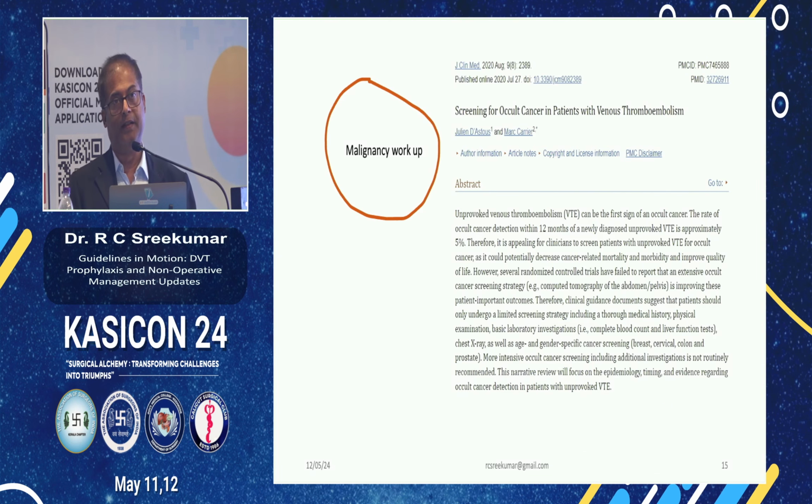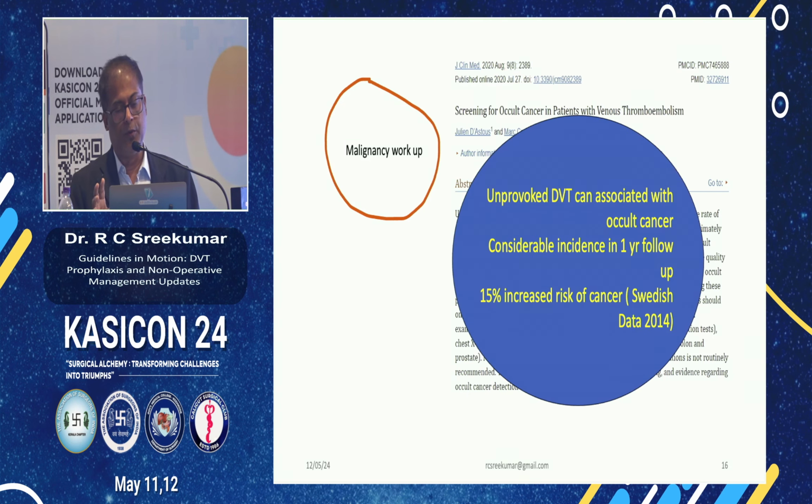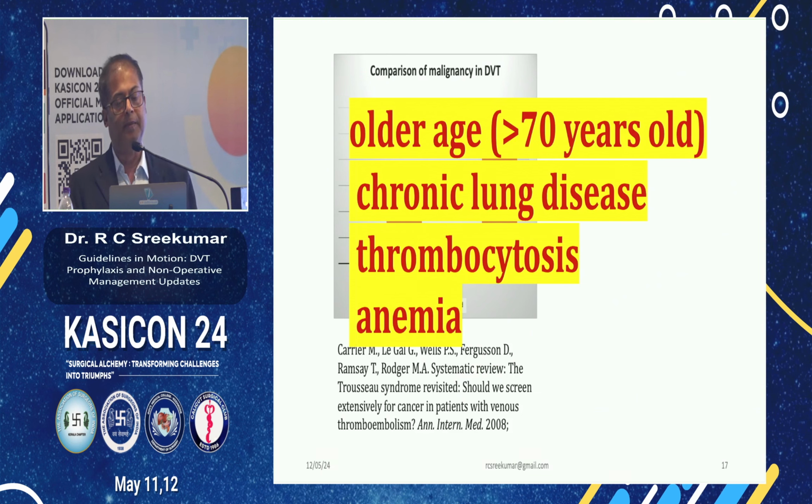The next thing is malignancy. 10% of DVT patients have some malignancy, so we have to look for it in a 1-year follow-up, according to recent studies. As surgeons, we should look for any possibility of malignancy in any part of the body, because unprovoked DVT can be due to an occult cancer. Particularly if you follow for 1 year, there will be a 15% incidence.